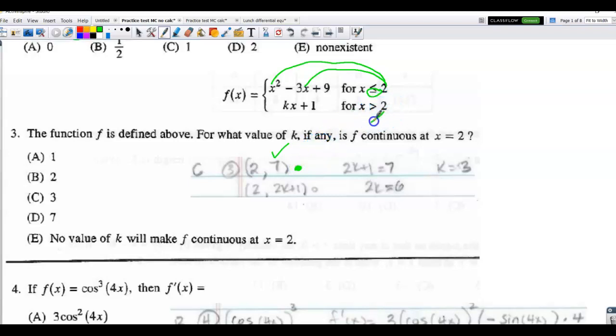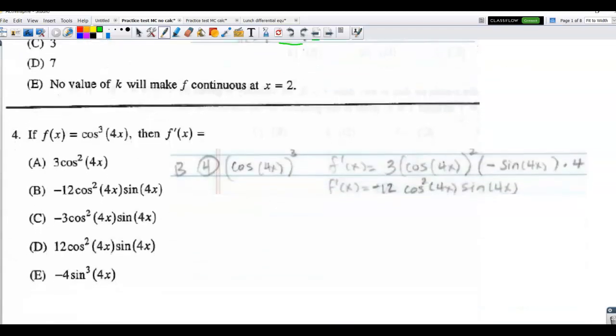Then I'm going to substitute 2, which is what I call my breaking value, in place of x again. And I get 2k plus 1, but that's going to be an open circle because there's no equal to. Well, I'm trying to force the function to be continuous, so I'm going to need to fill up that hole right there. Here's my hole. I'm going to need to fill it up with that 7. So the 2k plus 1 has to equal 7. Therefore, k has to equal 3.